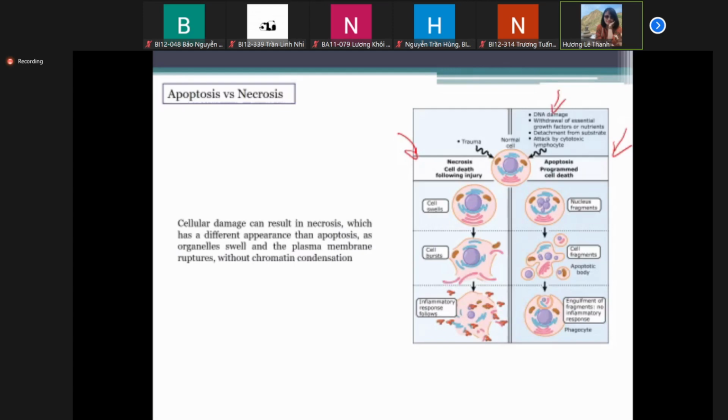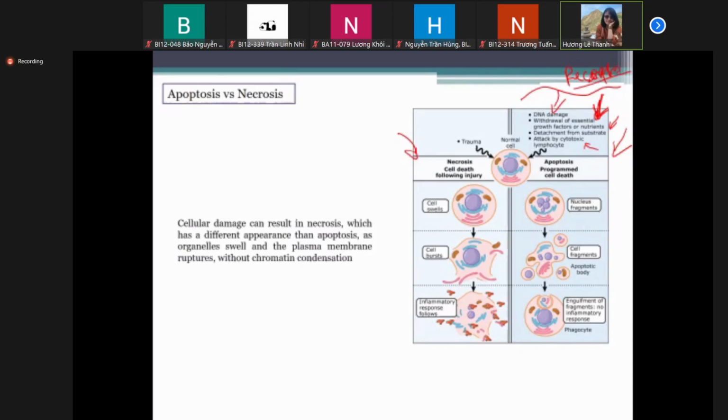I remember this from my cell communications lecture. I taught that if the cell does not receive any growth factor or any signal from the environment, it will die through apoptosis. Also, if the cell is detached from the substrate, or it is attacked by cytotoxic lymphocytes, for many reasons. So these are the reasons we need to go through apoptosis.